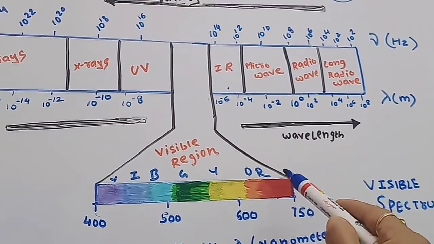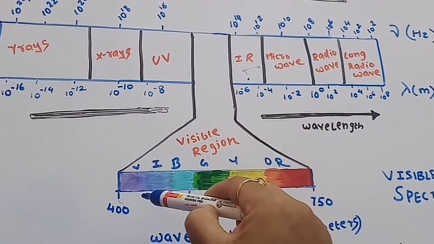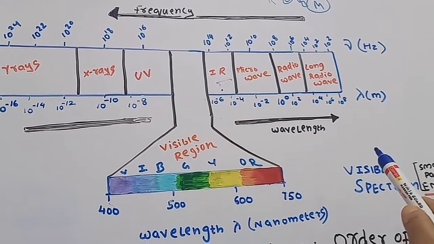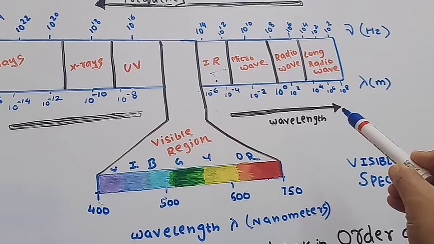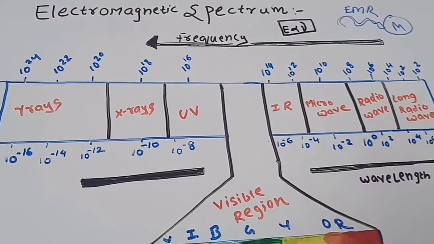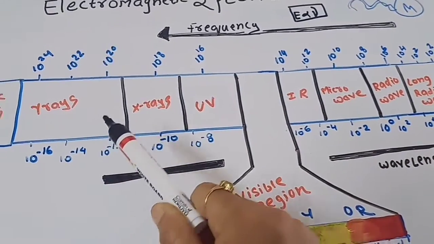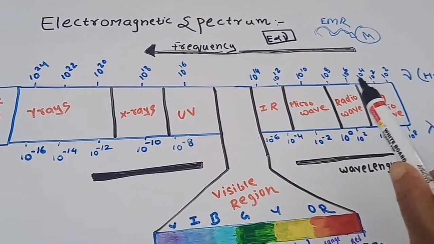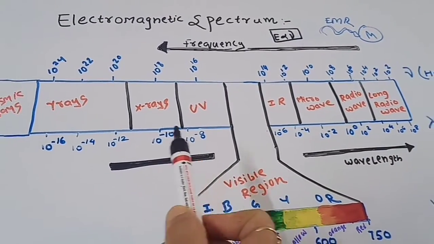The radiations whose wavelengths are more than red are known as infrared radiations, and the radiations whose wavelength is less than violet are known as ultraviolet radiations. All these radiations are arranged in increasing order of wavelength, and microwaves, radio waves, long radio waves all have high wavelength. So they are used for transmission purposes, like radio transmission and telecommunications. Energy is directly proportional to frequency, so radiation with more frequency is higher in energy. Cosmic rays are highly energetic compared to radio waves, and radiations with longer wavelength, like IR and microwaves, are less energetic compared to ultraviolet and X-rays.